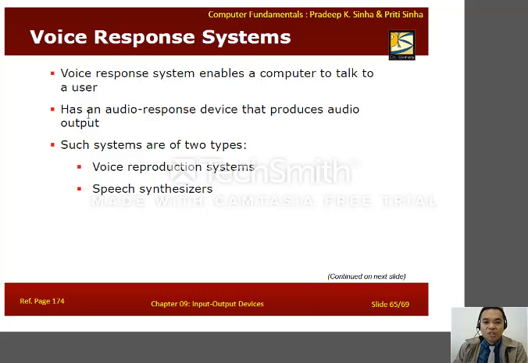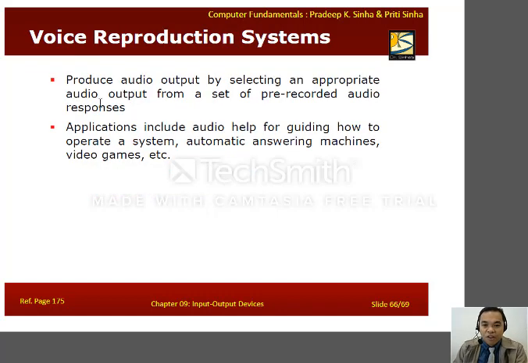Next, we have voice response systems. These enable a computer to talk to a user and have an audio response device that produces audio output. There are two types: voice reproduction systems and speech synthesizers. A voice reproduction system produces audio output by selecting an appropriate audio output from a set of pre-recorded audio responses. Applications include audio help for guiding how to operate the system, automatic answering machines, video games, and many more.